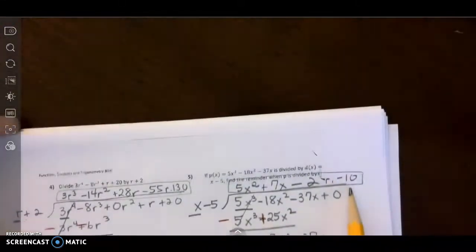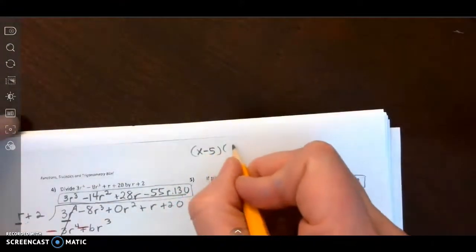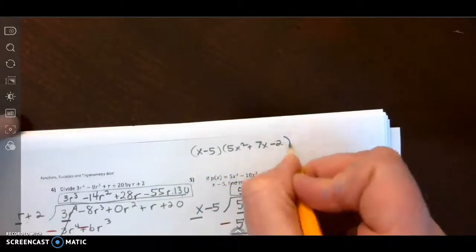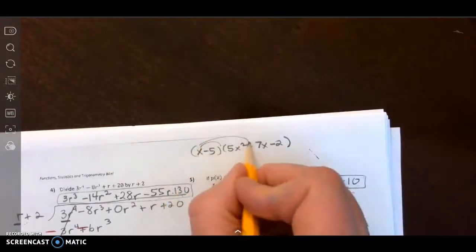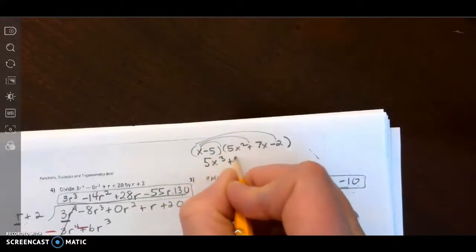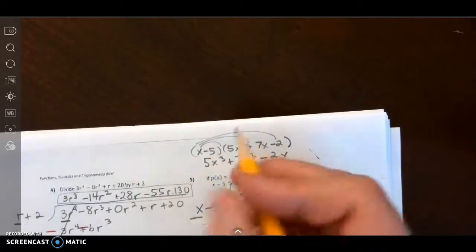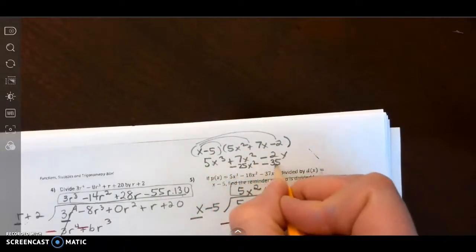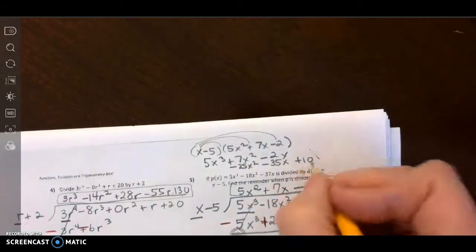Let's check this one. Let's just make sure. We have x minus 5 times 5x squared plus 7x minus 2. And then I'll have to add that negative 10, my remainder. When I distribute the x, I get 5x cubed plus 7x squared minus 2x. Then I distribute the negative 5, negative 25x squared minus 35x plus 10. And then I have a minus 10.